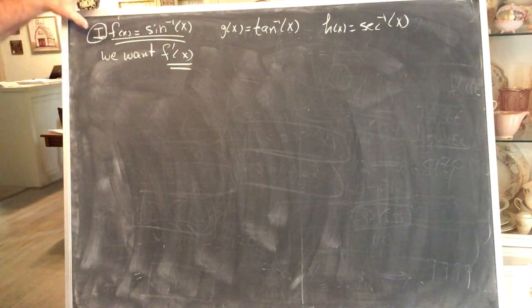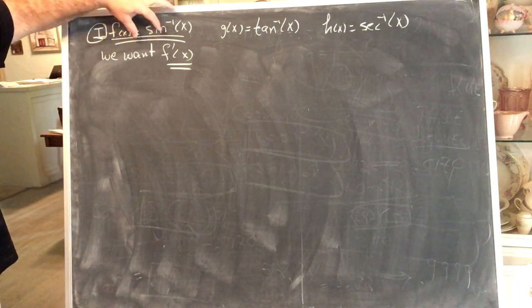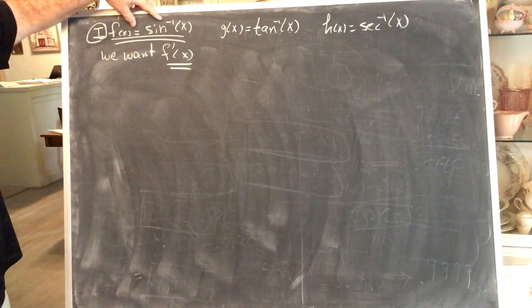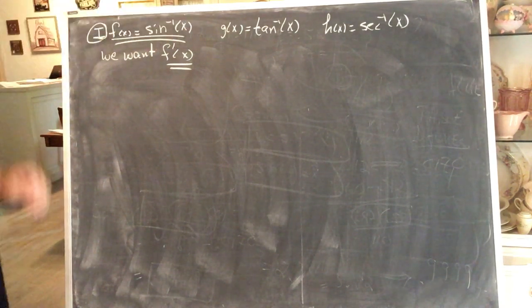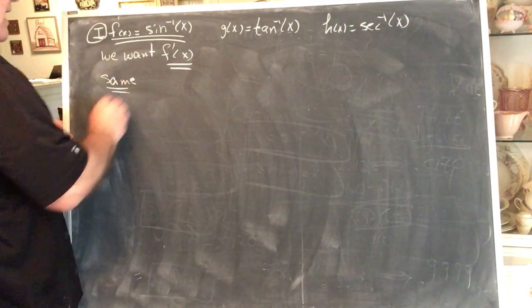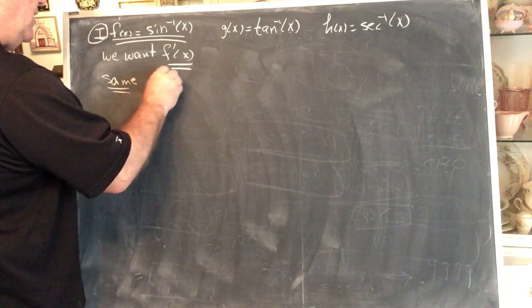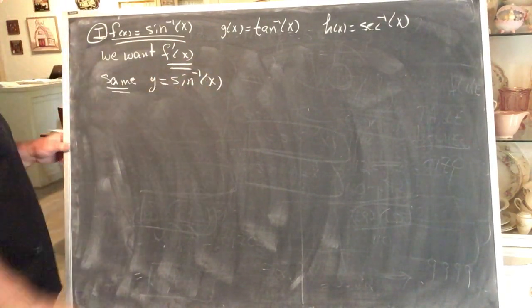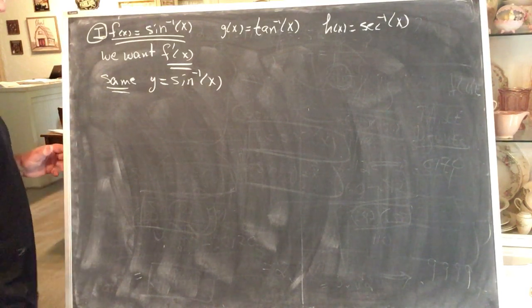All right, so we want the derivative of this function. If this f of x is sine inverse of x, we want f prime of x. That's the same as using this notation. If we let y equal sine inverse of x, this notation is a little more convenient for the work we're going to be doing.